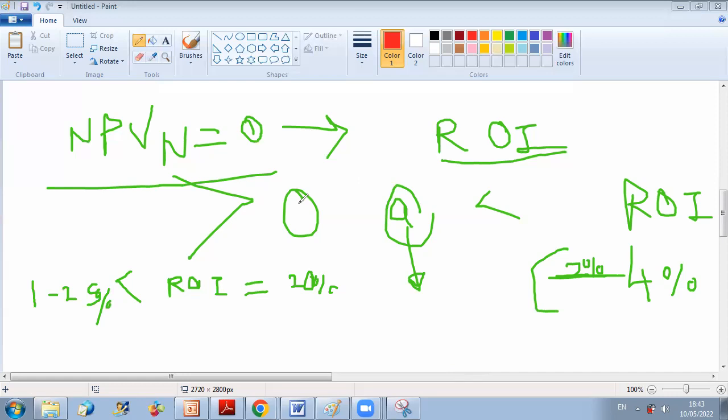But Professor, one question. When we're calculating the ROI, we're calculating A. So what do we mean when we say A is less than the ROI?